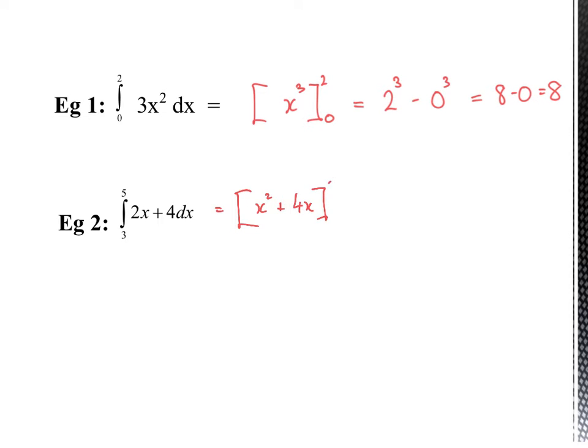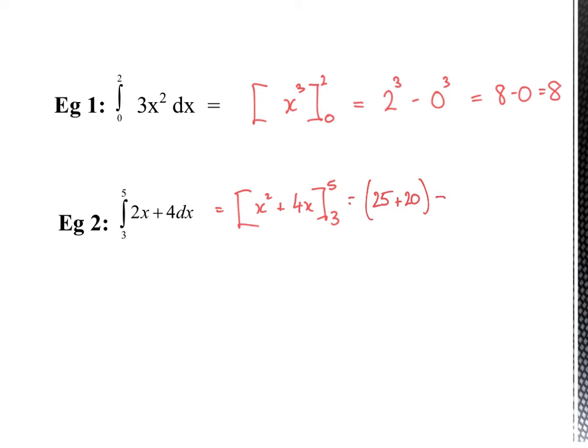Now my limits this time are 5 and 3. So I've done the integration. I now need to plug my values of 5 in for x here and then 3 in for x here. So let's put 5 in first. 5 squared is 25 and 4 times 5 is 20.